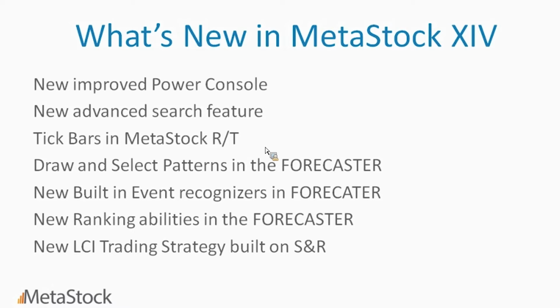You can now draw and select patterns in the forecaster. I'll spend a lot of time explaining that and how that works. We've added some extra events in there for options and commodities, as well as futures. And now you have the ability to rank in the forecaster as well. Then we've added a new trading system called the LCI trading strategy. It's built on support and resistance and pivots, Fibonaccis, and things like that.